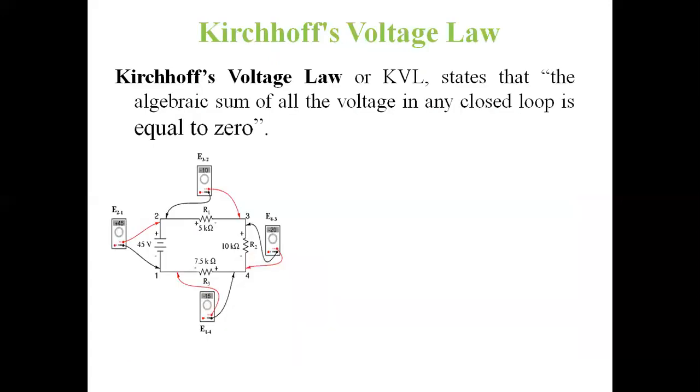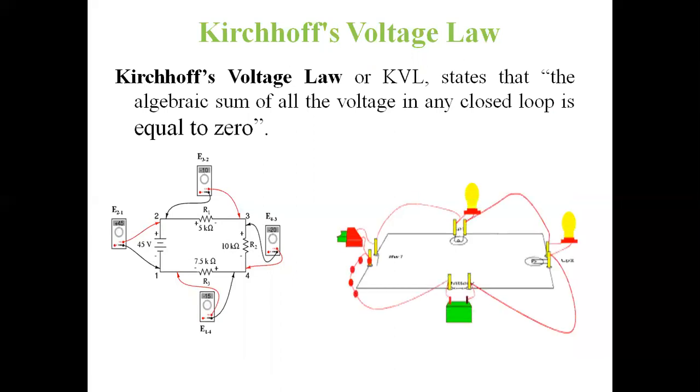Now next law, Kirchhoff voltage law. Kirchhoff voltage law, or KVL, states that the algebraic sum of all the voltages in any closed loop is equal to 0. Simple. The algebraic sum of all the voltages in any closed loop is equal to 0, known as the Kirchhoff voltage law. In the animated view, this is the battery and this is the load.